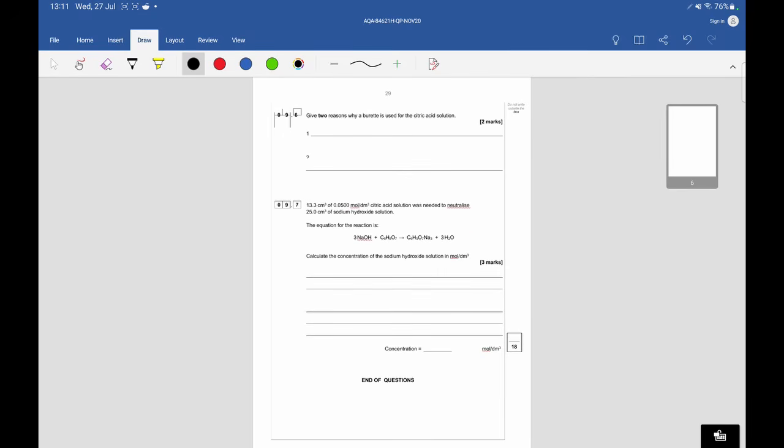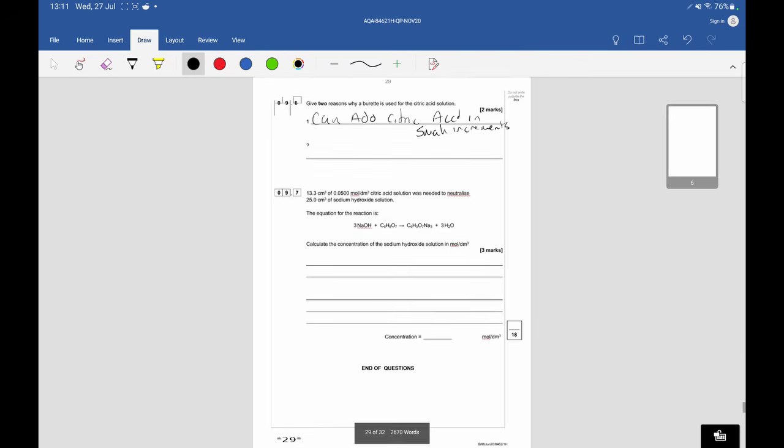Question number 9.6 said, give 2 reasons why a burette is used for citric acid. Well, we can add citric acid in small amounts, or increments, small amounts each time and stopping. You can measure volumes easily. We call them variable volumes. And it's more accurate than a measuring cylinder.